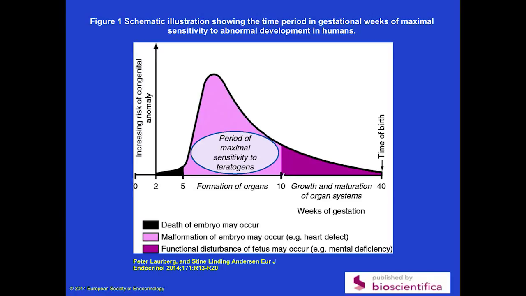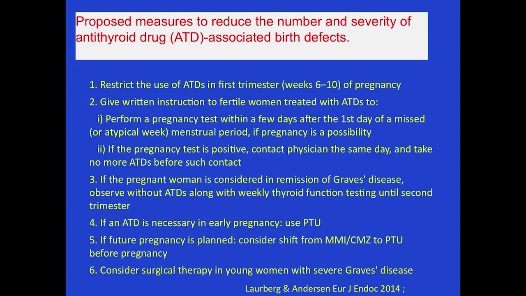And what they've been able to do, under the guise of Peter Laurberg, is to indicate a maximal period of sensitivity to teratogens, such as carbimazole, methimazole, and propylthiouracil. So you can see that the malformation may occur during this time period of pregnancy. And further on, a functional disturbance of the fetus may also occur. So that has caused them, and I think we should reflect on this, to propose measures to reduce the number and severity of antithyroid drug-associated birth defects.